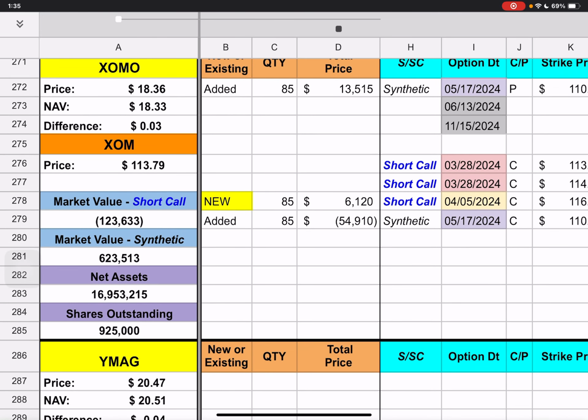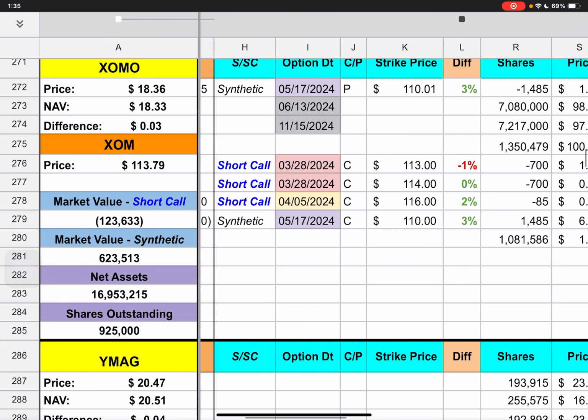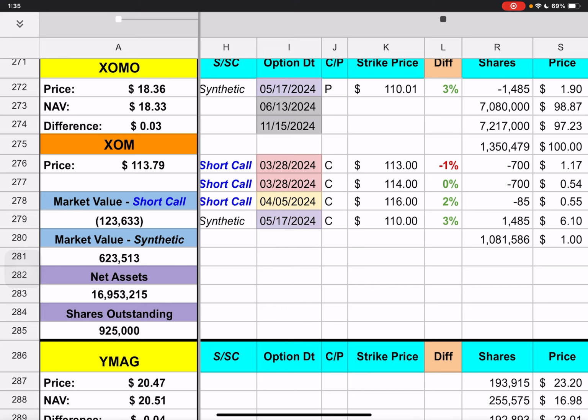And then Zomo we closed at 18.36. ExxonMobil 113.79. So they added 85 contracts to the synthetic position and created a new short call expiring next Friday with 85 contracts, bringing in a premium of $6,000. That strike price is 116, in which we're currently 2% below. Then we had the two short calls that expire Thursday. One of them is 113, in which we're 79 cents over. And then we have the 114, in which we're 21 cents under.